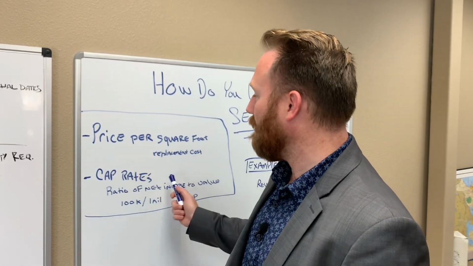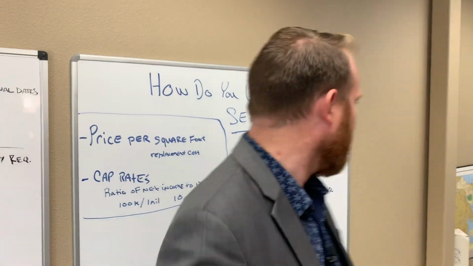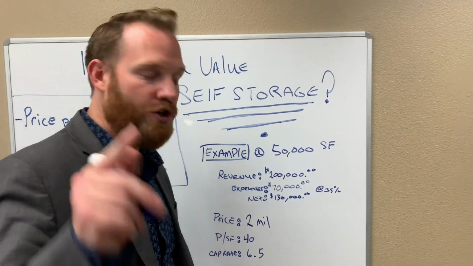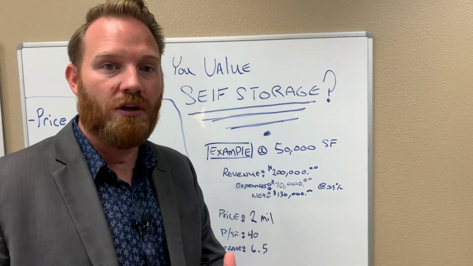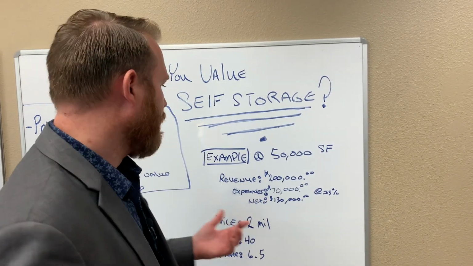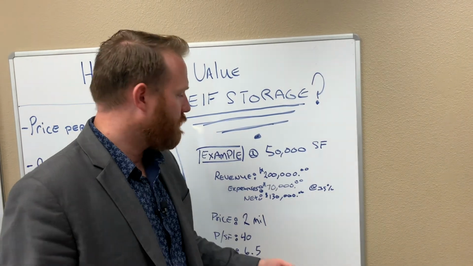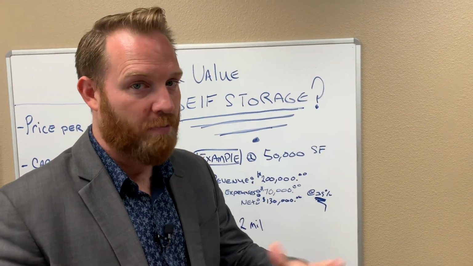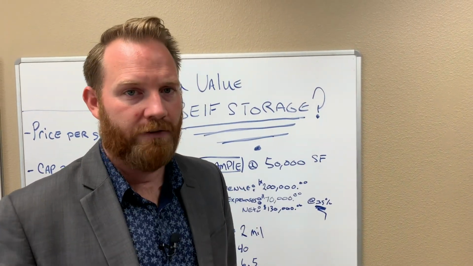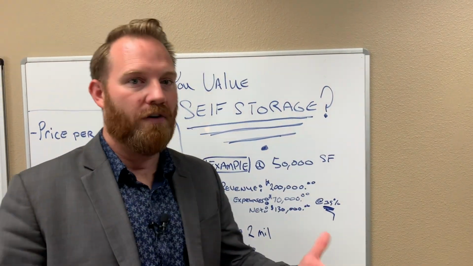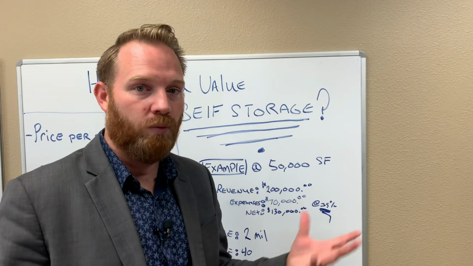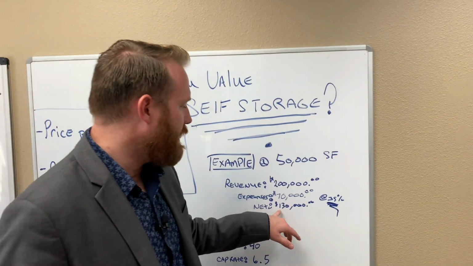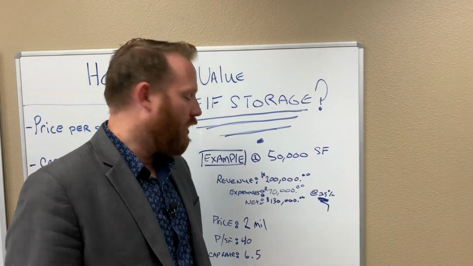Now, I use kind of a mix between the two, but I don't call it cap rates. And here, let me show you a quick example why. So let's say you have 50,000 square feet, right? There's a 50,000 square foot storage in your marketplace, and it's priced at $2 million. Well, that's the price. So what's the value? You have revenue of $200,000, right? Now, on average, expenses are 35%. This is a general rule on average for self-storage facilities, okay? So whatever it is, 28 to 40, let's say it's 30 to 35, we're using 35 for this example, okay? That means the net is $130,000.